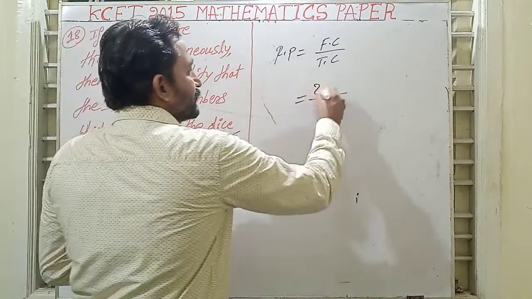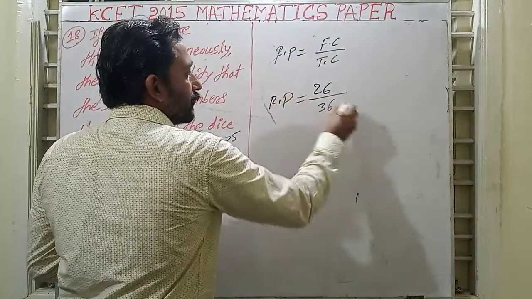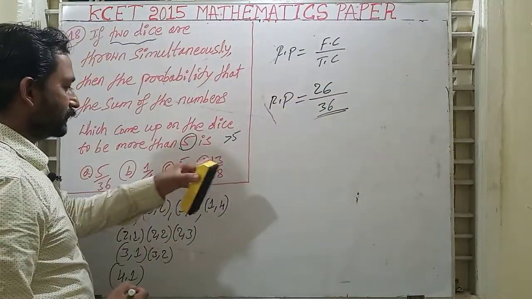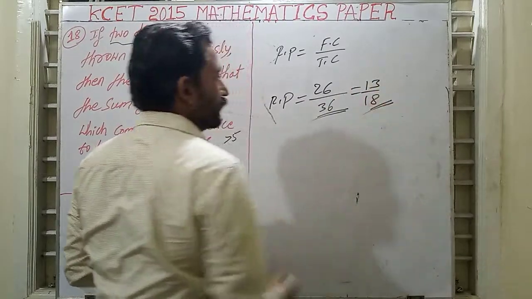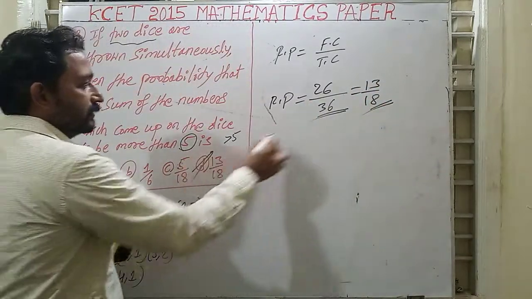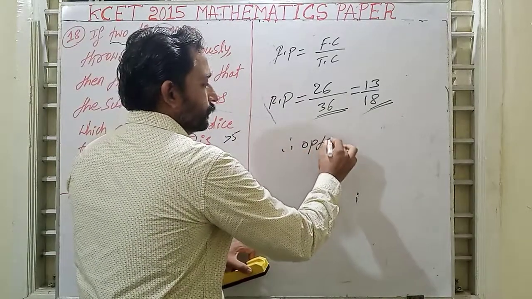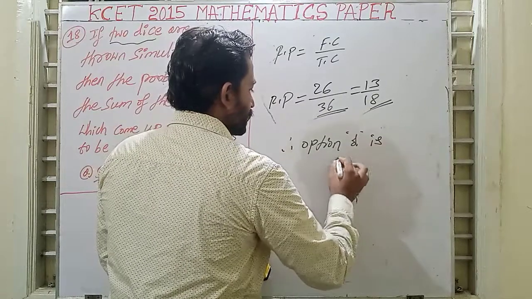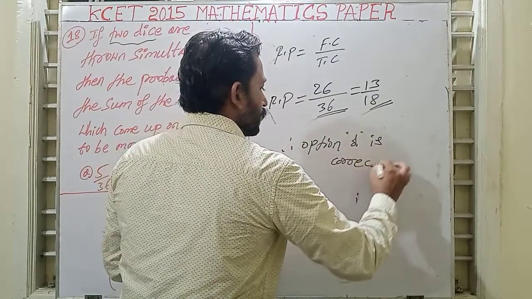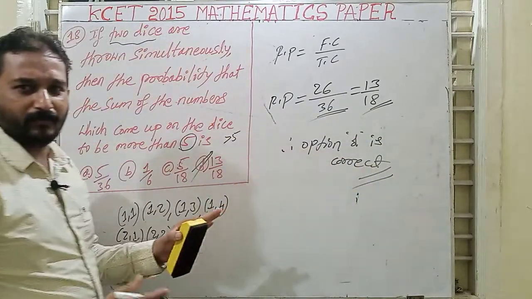So 26 divided by 36, nothing but 13 by 18, it is the answer. Okay, 13 by 18 is the good answer. Therefore option D, yeah, D is the good answer. D is correct. Okay, so very easy problem.